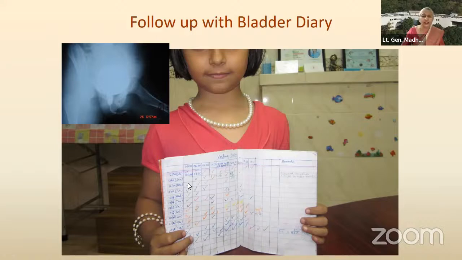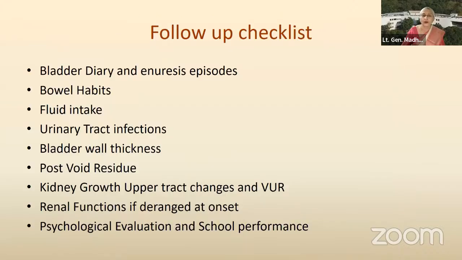When a child comes and she can show how every day she's passed urine at the correct time and how many times, how it reduces the number of accidents, and the doctor encourages the patient, they feel very, very good about it and they continue, and that is how you can keep increasing the duration by which they need to go. At each check, when they come, we need to have a follow-up wherein the bladder diary and enuresis episodes are checked. The child is rewarded just like in pure enuresis.